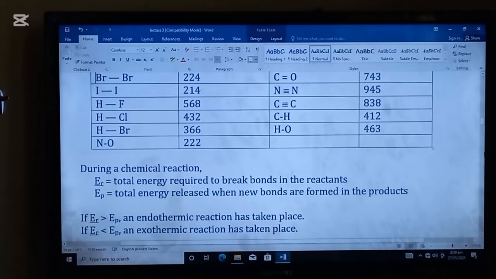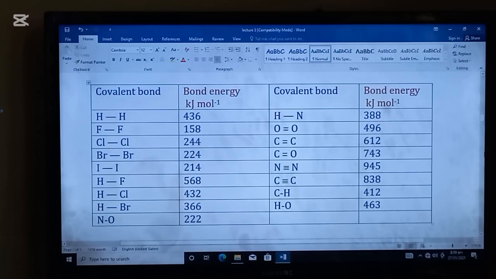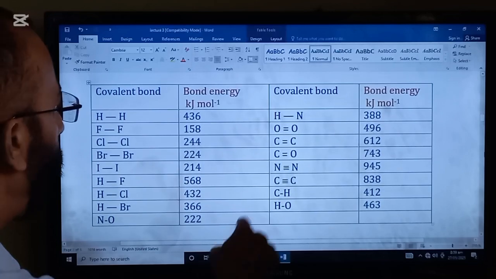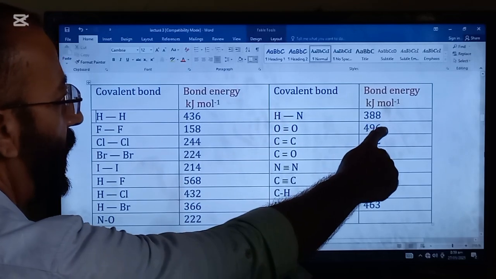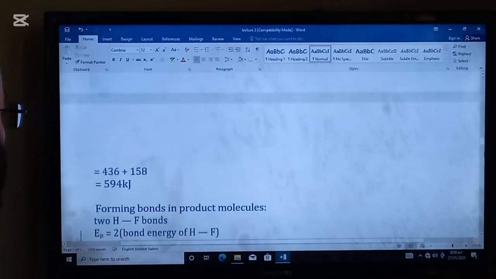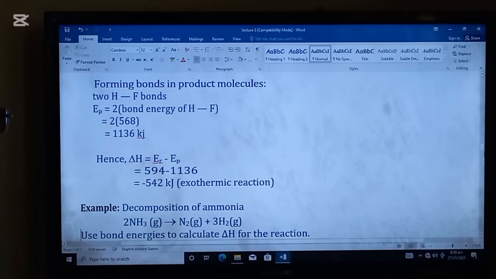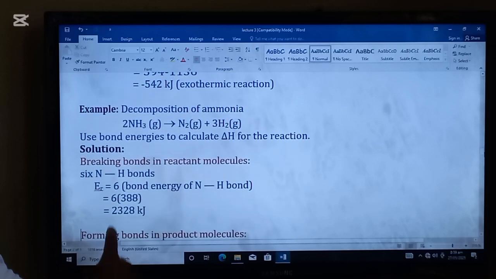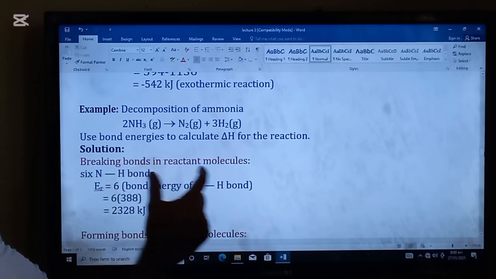We will go into the table. So N-H is here, that is 388. So we will put 388 into the bracket, that will be multiplied by 6. Solving it on the calculator will give us the answer. So this is the breaking bond energy.